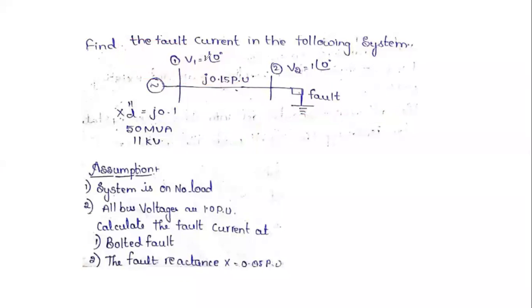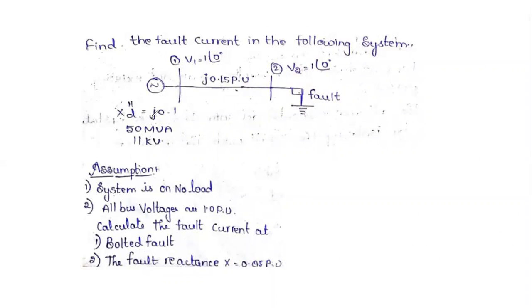Coming to the problem: find the fault currents in the following systems. This is the given diagram. This is the generating station, in which V1 is equal to 1 at an angle of 0 degrees.